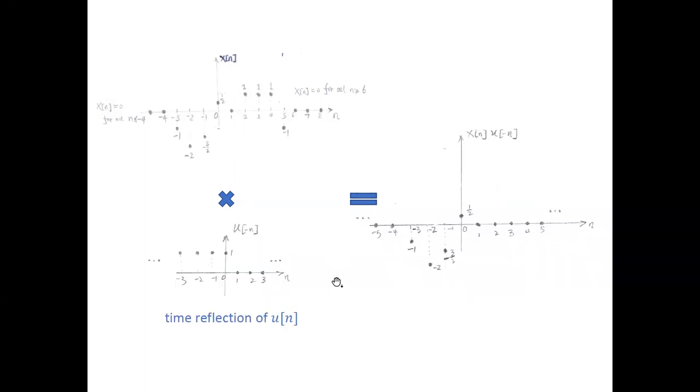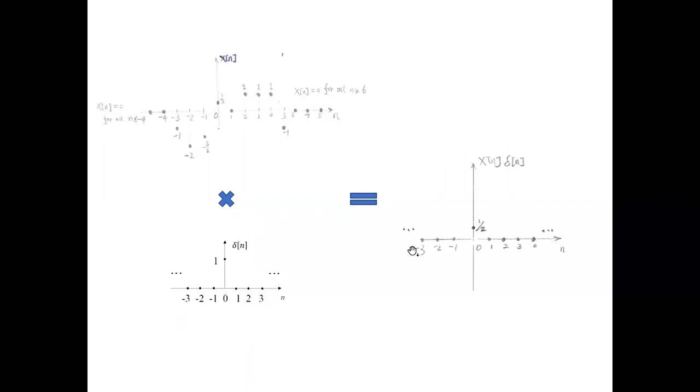Next, x[n] times u[-n]. First, u[-n] is the time reflection of u[n]. Originally the step starts from zero and extends to the right; now after reflection it extends to the left. Then x[n] times u[-n]: again, it's pointwise multiplication for every time n. So it keeps the original value x[n] everywhere for n less than or equal to zero. From n equals zero to the left, everything does not change, but to the right, x[n], whatever it is, is multiplied with zero, so it is eliminated.